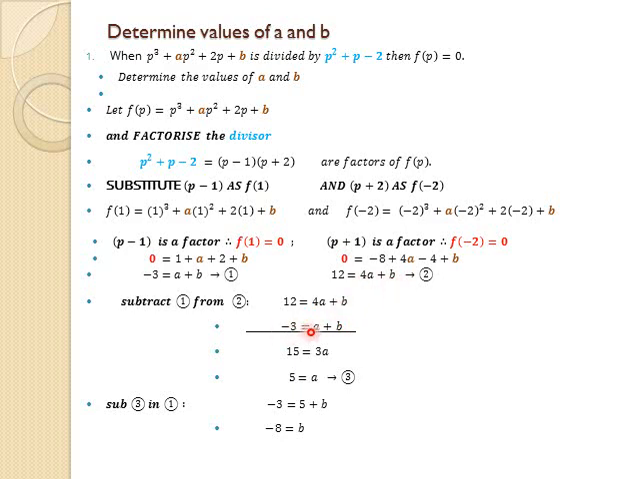Minus 3 minus minus 3 equals minus a minus b. So b minus b cancels. 4a minus a becomes 3a. 12 minus minus 3 becomes 12 plus 3, which gives me 15. 15 divided by 3, a equals 5. Substitute back into any one of the two equations. So b plus 5 equals minus 3. Take 5 over, b equals negative 8.